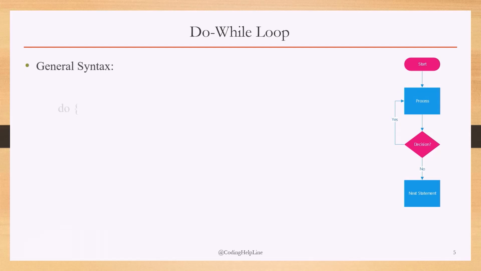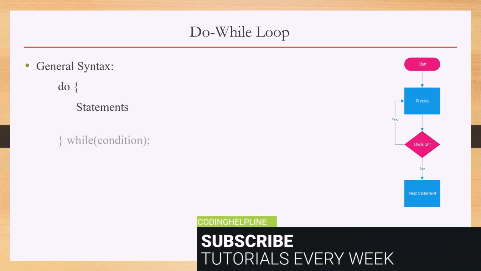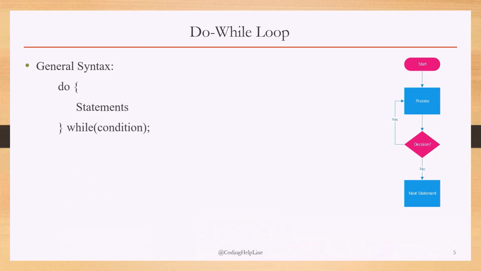So this is the general syntax. Do, body of the loop having statements executed, and then the while checks the condition and evaluates the logical expression to see if it is true or false. If it is true, it executes it again. If it is false, it stops and goes to the next statement.